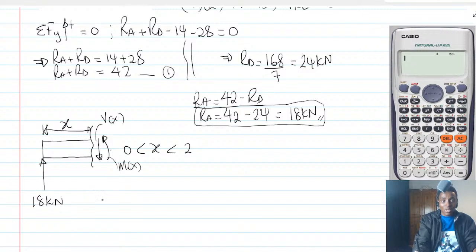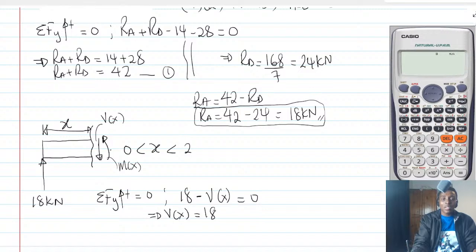It means that considering the shear force, we are going to sum forces. Summation of force, every force going up is positive, should be 0. So you can say that 18 minus V of X is 0. So V of X is what? 18. That's all. It tells us that the shear force from 0 to 2 does not depend on any distance at all, and it is a constant.